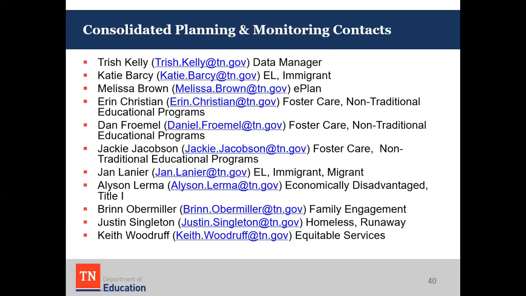If you have questions, please contact Trish Kelly about data, trish.kelly@tn.gov. If you have questions about the EL and immigrant programs, please contact jan.lanier@tn.gov and katie.barcy@tn.gov. If you have questions about ePlan, please contact melissa.brown@tn.gov. If you have questions about the foster care and non-traditional educational programs, please contact daniel.frummel@tn.gov, aaron.christian@tn.gov, and Jackie Jacobson@tn.gov. For questions about the migrant program, please contact jan.lanier@tn.gov.